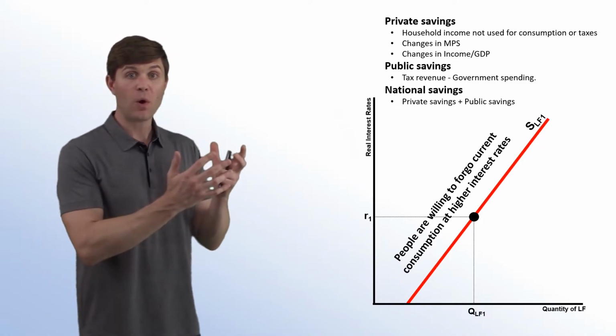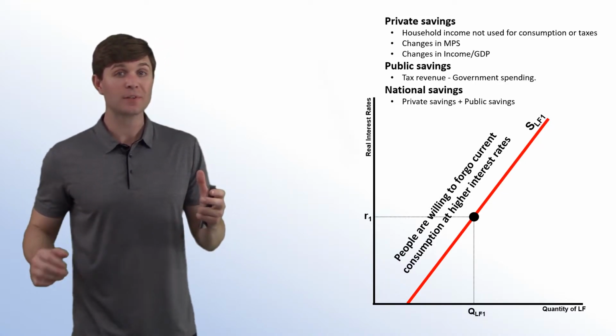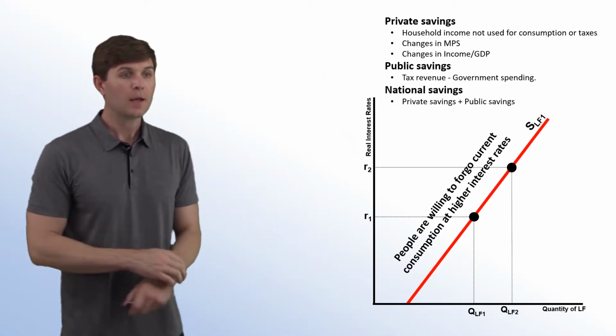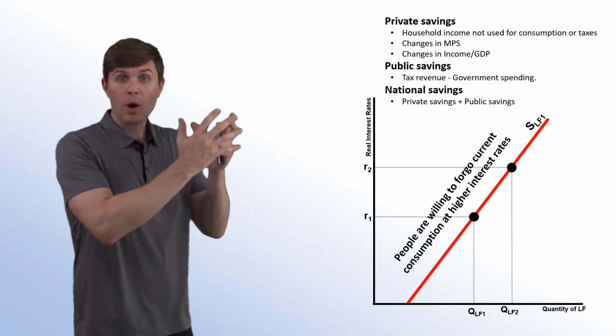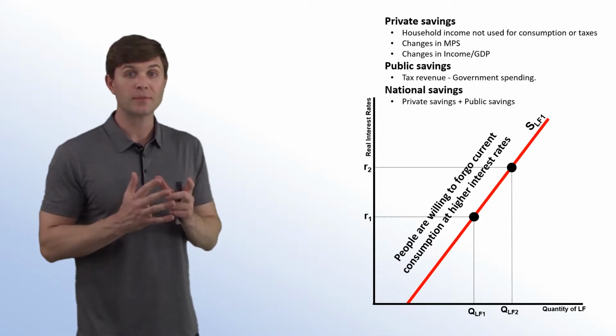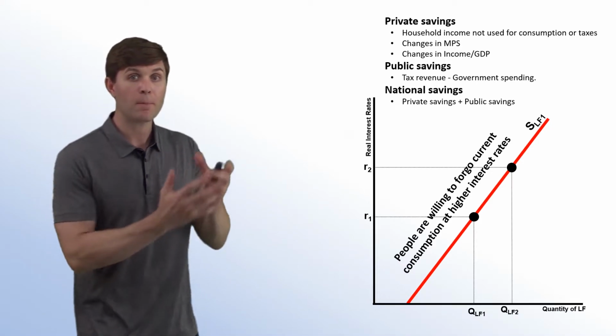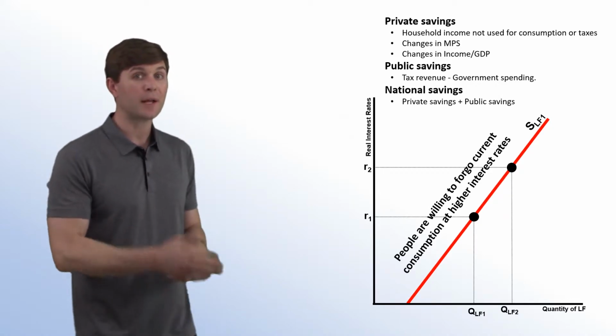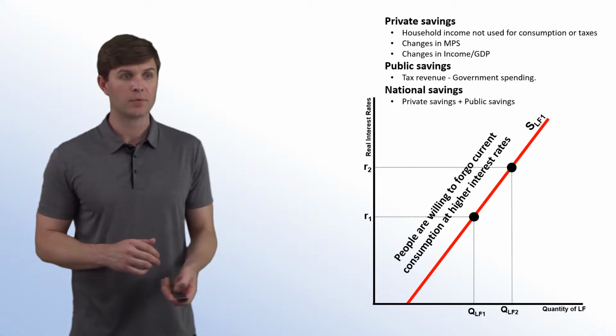So if the interest rates go up, I'm willing to give up purchasing things now in order to make that interest on my savings account. All right, now as interest rates go up, so does the quantity of loanable funds that are going to be available because I'm going to put more in the bank at higher interest rates. All right, so that explains our upward sloping supply curve, our downward sloping demand curve.